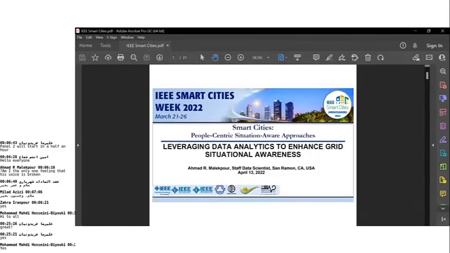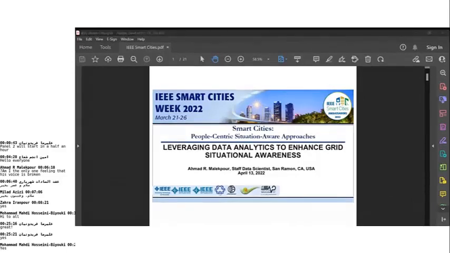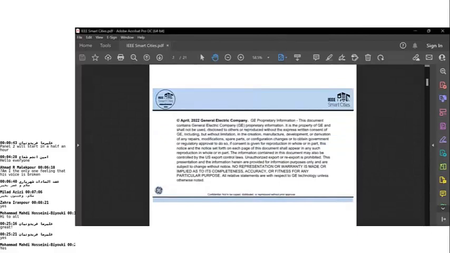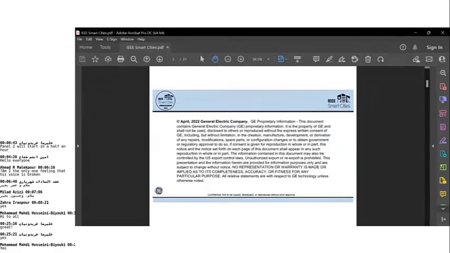In this talk, I'm going to talk about data analytics and how it supports situational awareness for electric power grids by introducing a couple of GE grid analytics products. Not to mention that electric power grids are one of the key infrastructures that are part of smart cities. This is a typical disclaimer that we put for outside slides. If you go to the next slide, please.